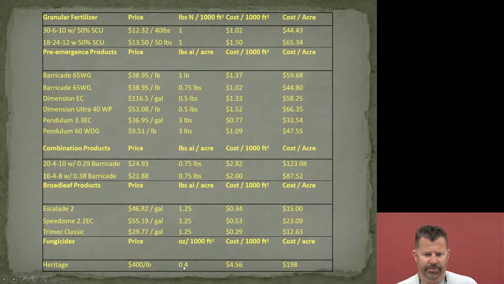Pounds of active ingredient per acre, 0.4. So that's going to give us a 1,000 square feet cost of $4.56, and then cost per acre $198 to do that. So still kind of expensive there. You know, that was that little bitty bottle of fungicide that we saw. They advertised it, 4 ounces was $125. And so, yeah, it's a little bit cheaper to buy it in the larger quantities, but if you buy that 4 ounce bottle, yeah, you're going to pay a little bit more if you're looking at that cost right there.